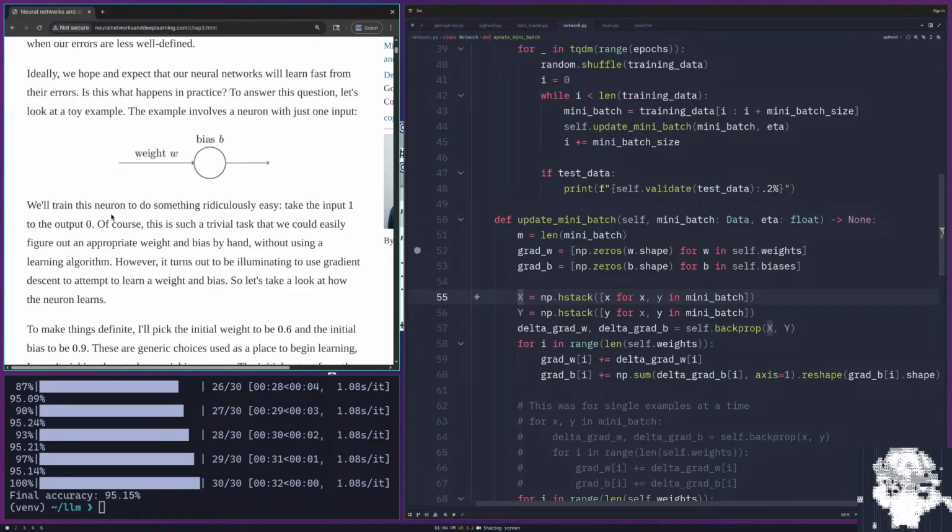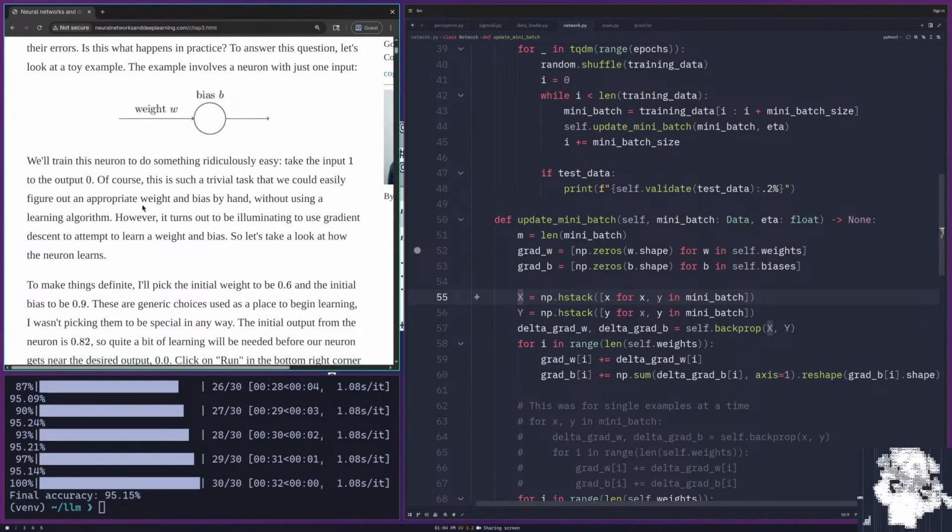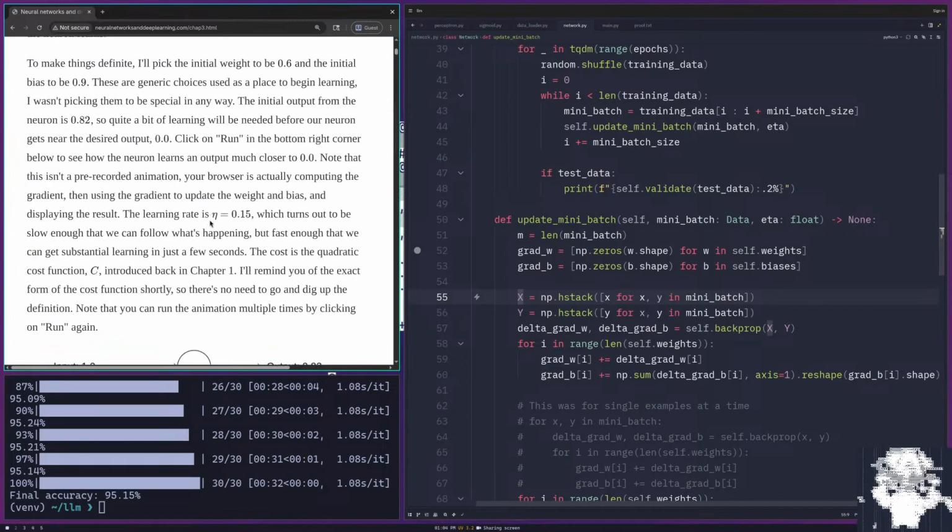ridiculously easy. Take the input 1 to the output 0. Of course, this is such a trivial task that we could easily figure out an appropriate weight and bias by hand without using a learning algorithm. However, it turns out to be illuminating to use gradient descent to attempt to learn a weight and bias. So let's look at how the neuron learns.